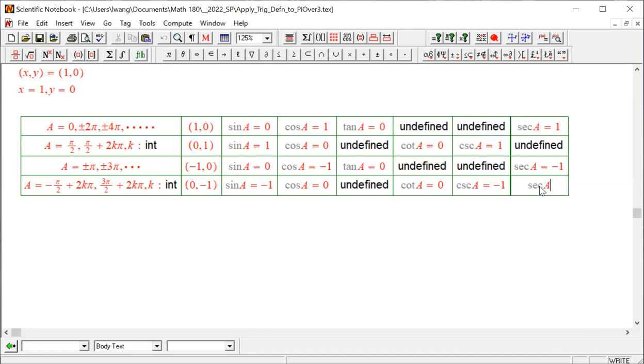Secant of A, what would that be? It's 1 over x by definition, r over x. R is 1, x is 0. So once again, this is undefined. So by this time, we have covered all the special angles. The reason we cover these is to use the definition. We have also covered one example that is not a special angle, which was the very first one, and I also quizzed you guys about it.